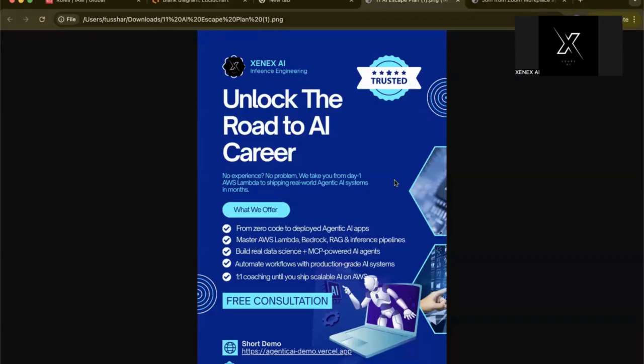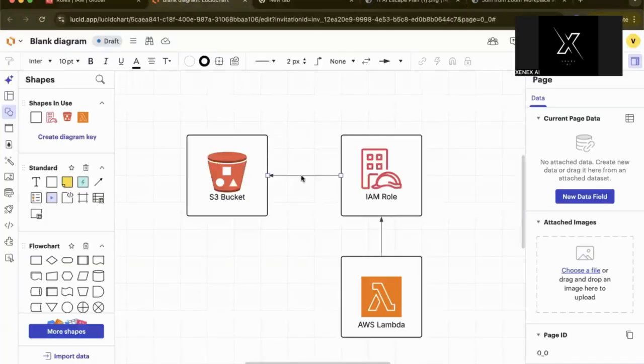You're on my screen, looking at the roadmap. As part of this course, today we will look at creating the basic infrastructure required for any ingestion pipelines on AWS. Right on the screen, you see AWS Lambda, IAM role, and S3 bucket.